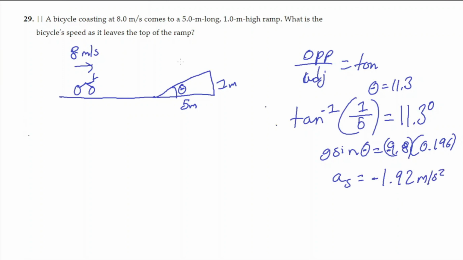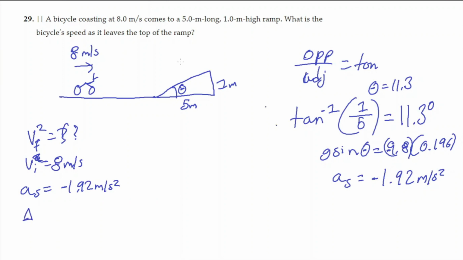So v final is unknown to us. We know v initial, that's just going to be 8 meters per second. We know acceleration, that's going to be negative 1.92 meters per second squared. And now we don't know delta S. Delta S now would be basically the length of the ramp.